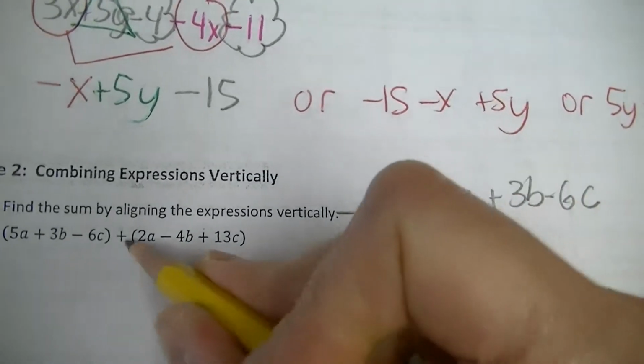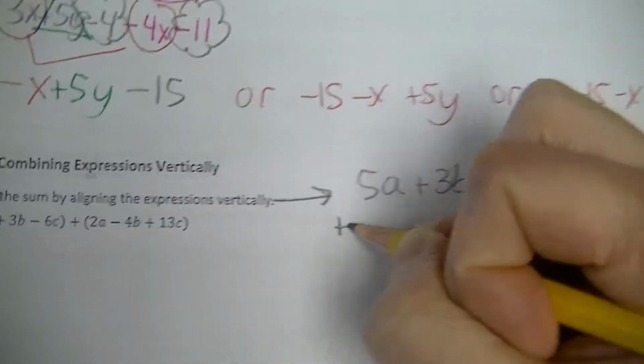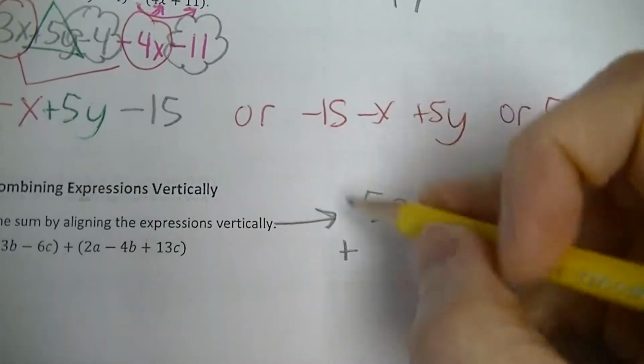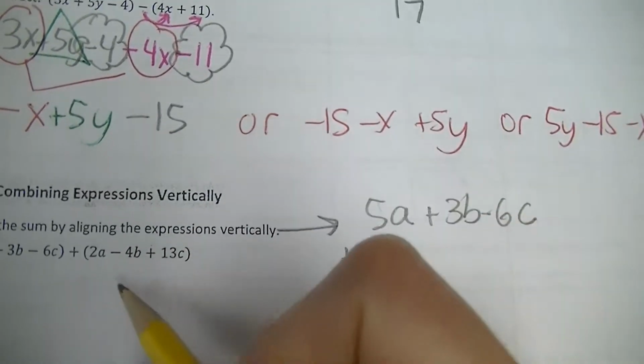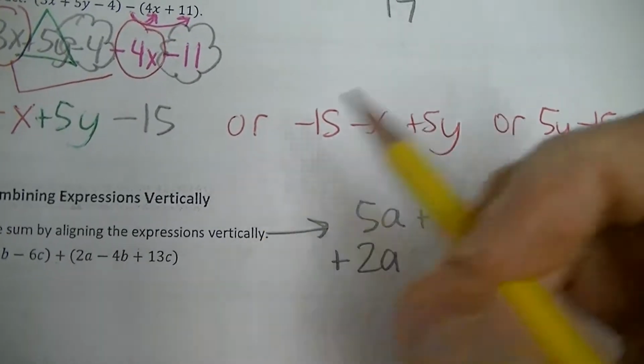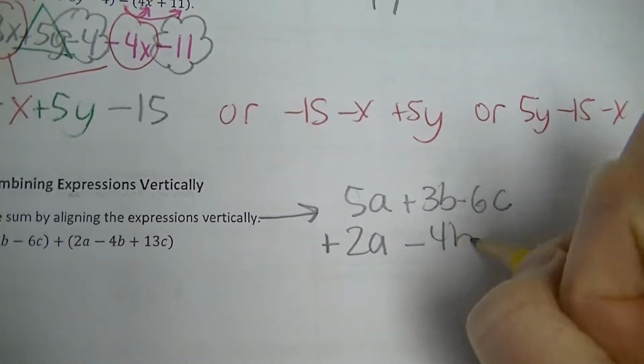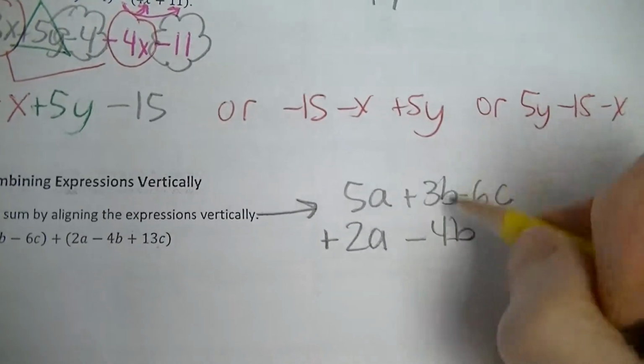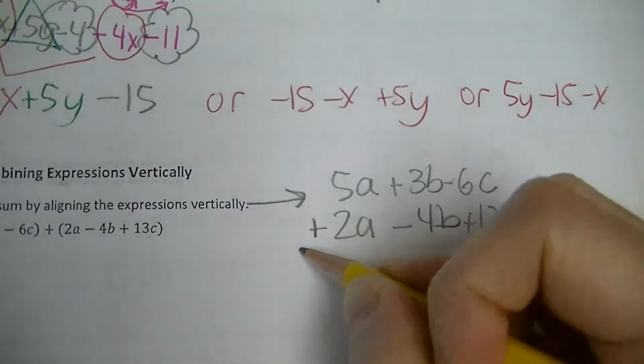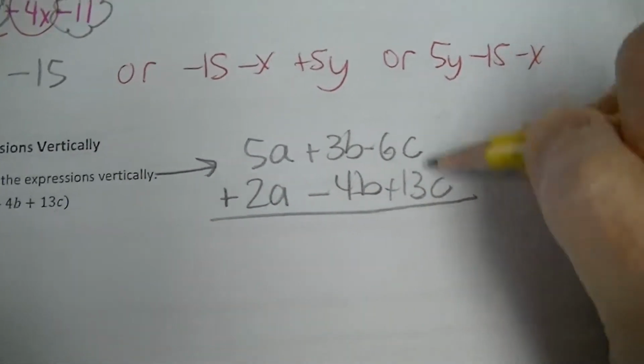Okay, and then I'm going to bring down that add right there. And so a positive times 2a is a positive 2a, and then positive times a negative 4b is a negative 4b, and a positive times a positive 13c is a positive 13c. Okay, so from there, you see how we got the like terms aligned.